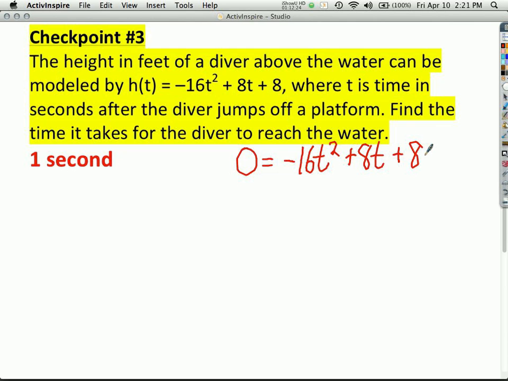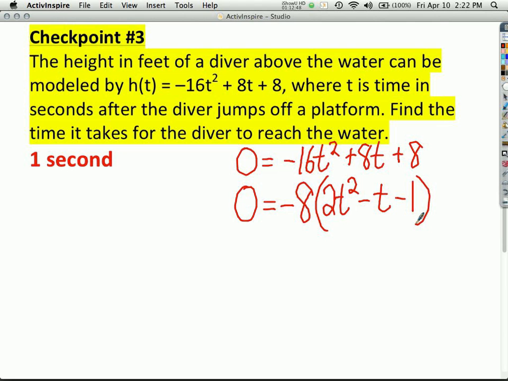Go ahead, Keisha. -8. Okay. So that was my instinct as well, was to get, I saw that they had a common factor of 8, and we definitely want to get rid of that negative. So we factor out a -8. And what were you left with, Keisha? 2t². Okay.